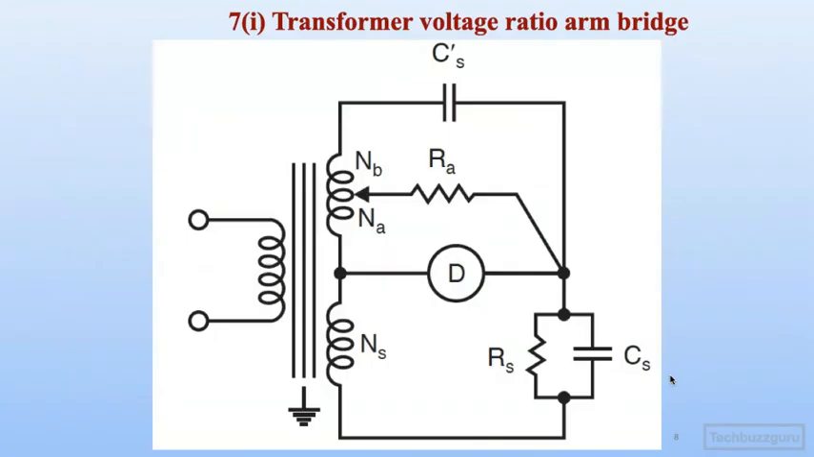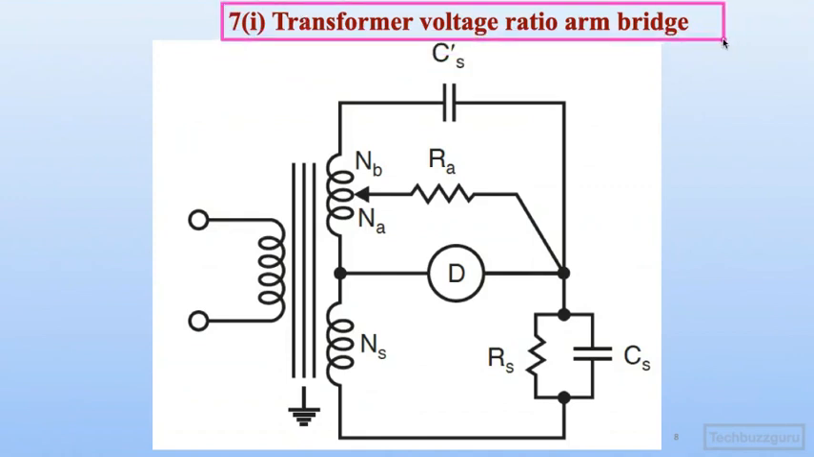Next, we move on to the transformer voltage ratio arm bridge. यहाँ पे देखिए थोड़ा सा. Here the heading is transformer voltage ratio arms bridge. So what is the transformer voltage ratio arms bridge? Kindly focus your attention on the bridge elements. You can see that there are a lesser number of resistances and capacitances here as compared to the usual Schering bridge.